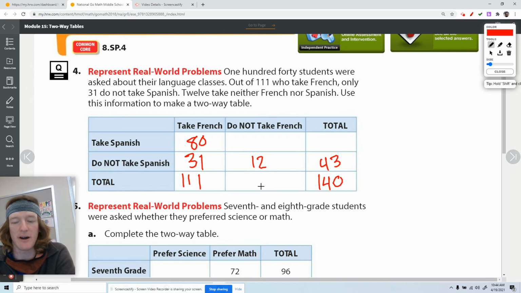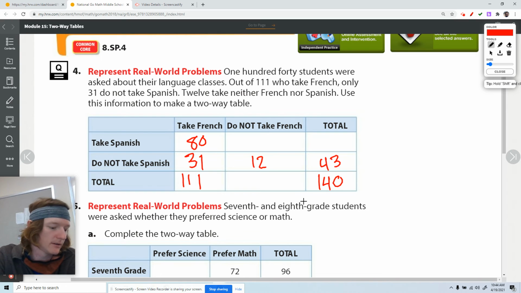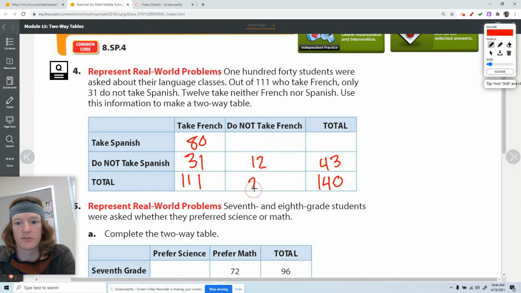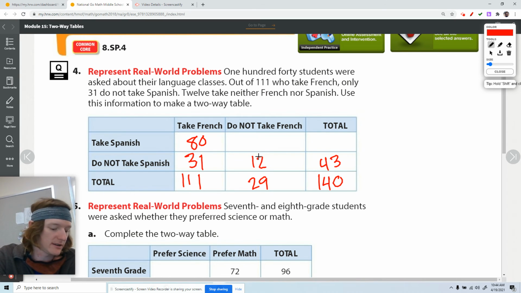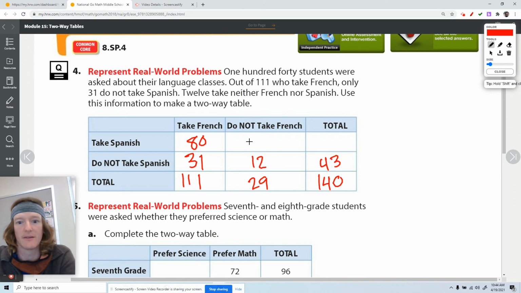We can fill in this bottom middle box because we know that the total amount of people we asked is 140. And 111 take French. So this is 29 people don't take French total. And people who do not take French and do take Spanish, that's 29 minus 12. We get 17 people. And 80 plus 17 is a total of 97.